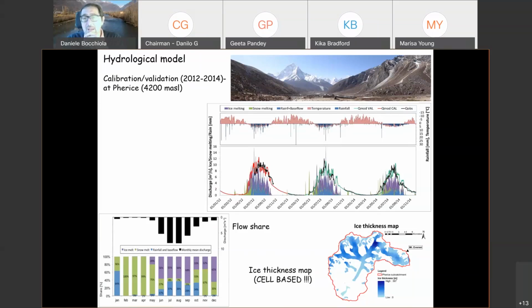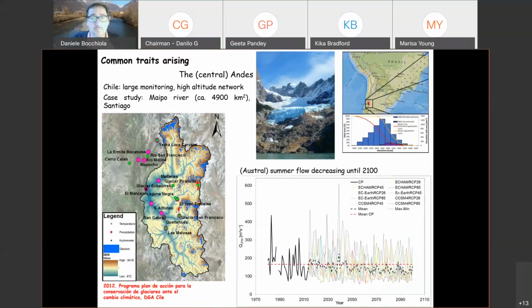Again, here we are in a very high altitude area. As I said, the station is at 4,200 meters. Shigara instead is lower, is 2,000 meters or so. But anyway, even depending on altitude, still the contribution of ice melt is very important.